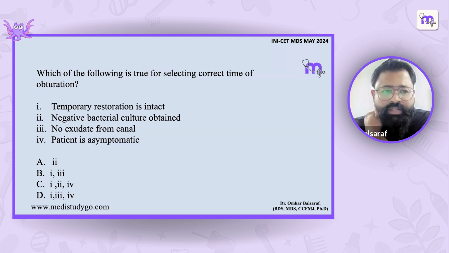The first statement is temporary restoration is intact. Second, negative bacterial culture obtained. Third, no exudate from canal. And fourth, patient is asymptomatic. Now out of all these four, we have to select: A being only two, B being one and three, C being one, two, and four, and D being one, three, and four.